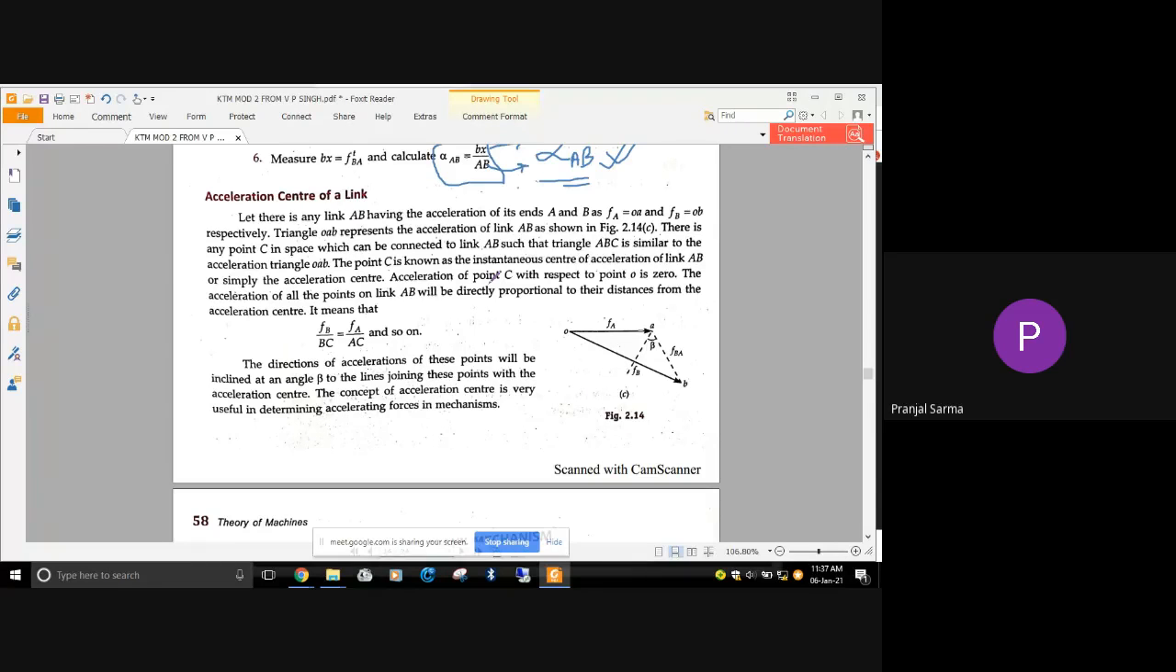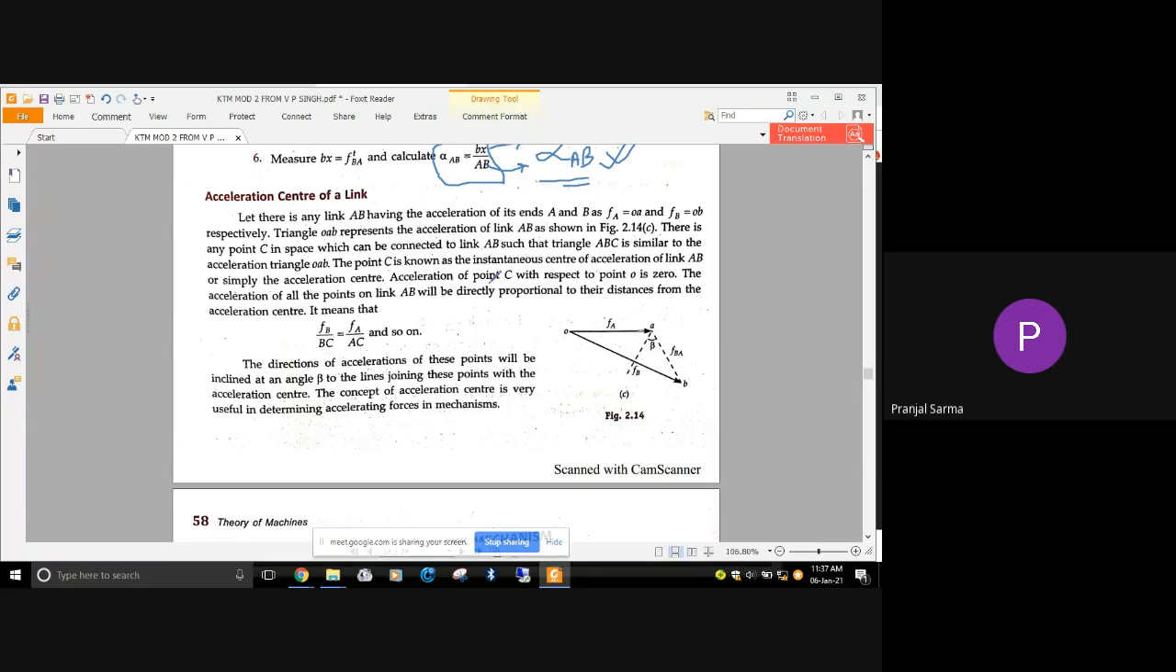But if you go systematically and know the direction of the radial component, it is along the link. Then the tangential component is nothing but perpendicular to the link. That is the direction. Similarly, the vector addition of these two is going to give you the total acceleration. All those things you must remember, and then the rest will be easy.